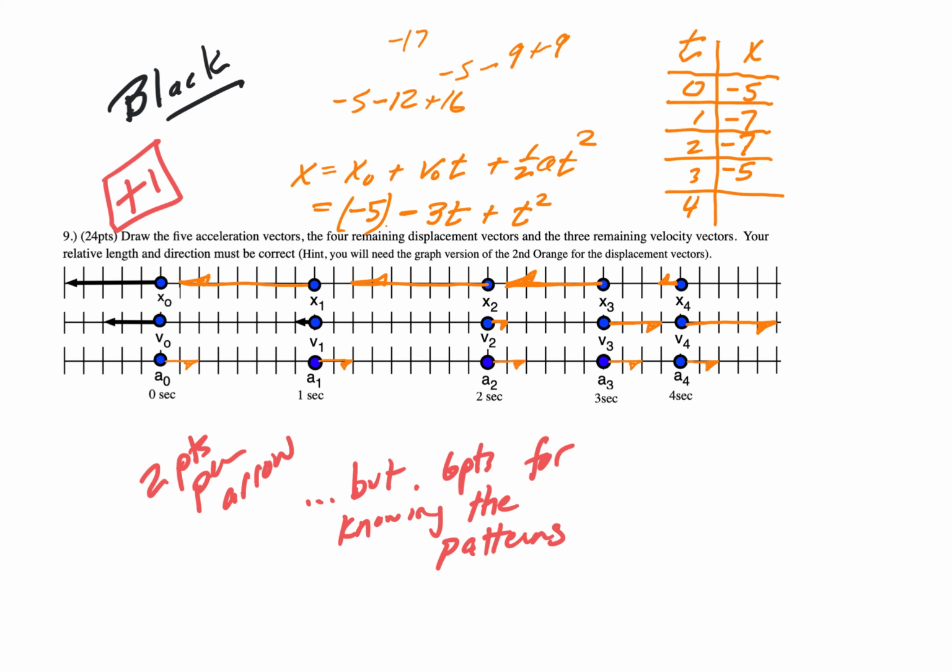Last year, this one was black. And this year, I think you all did well enough where I'm going to make this one blue. A lot of you got the A, and you got the rest of the V's. Where you had trouble was the X's. 2 points per arrow. So for the X's you had to actually plug into the second orange, the graphing version of the second orange. Okay.